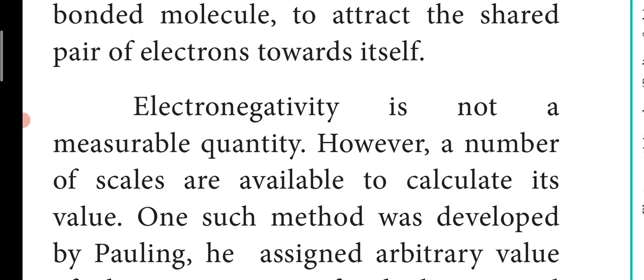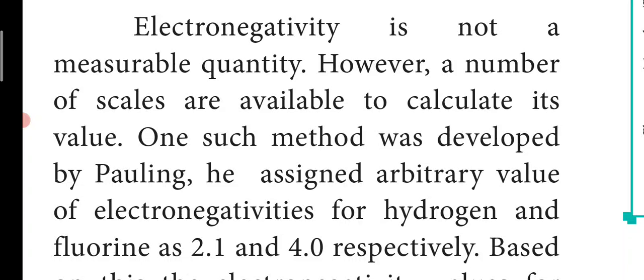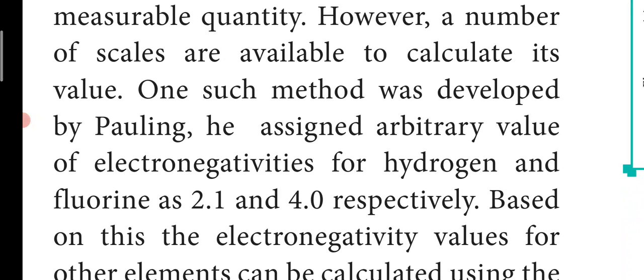So for that, a person designed a scale to measure this. However, a number of scales are available to calculate its value. One such method was developed by Pauling. He assigned arbitrary values for electronegativities for hydrogen and fluorine as 2.1 and 4.0 respectively.